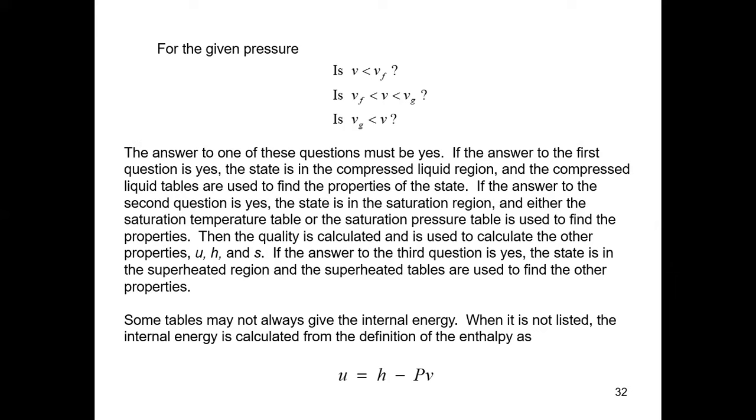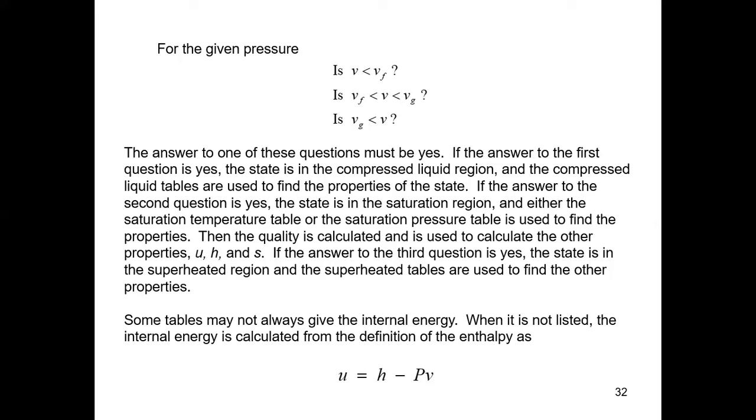If the answer to the first question is yes, the state is in the compressed liquid region, and the compressed liquid tables are used to find the properties of the state. If the answer to the second question is yes, that is, the specific volume is between Vf and Vg, the state is in the saturated region, and either the saturation temperature table or the saturation pressure table is used to find the properties. Then the quality is calculated and is used to calculate the other properties U, H, and S.